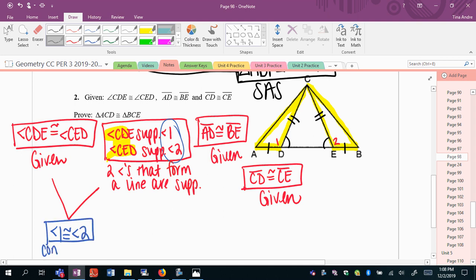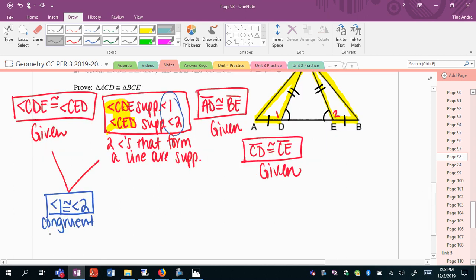by the congruent supplements theorem. And in order to use this congruent supplements theorem, you always have to have these 2 steps. You have to know a pair of congruent angles, and they have to be supplementary to the pair of angles that you're trying to prove congruent.